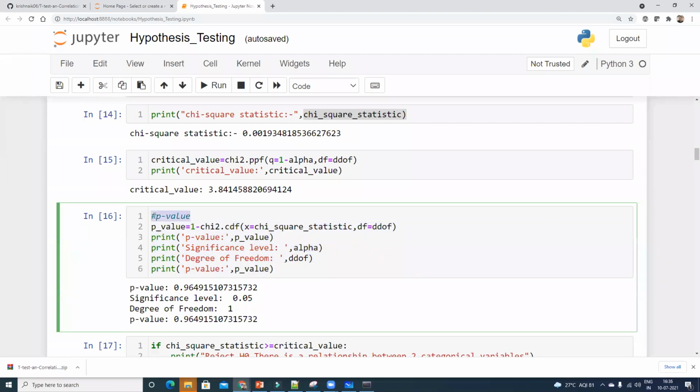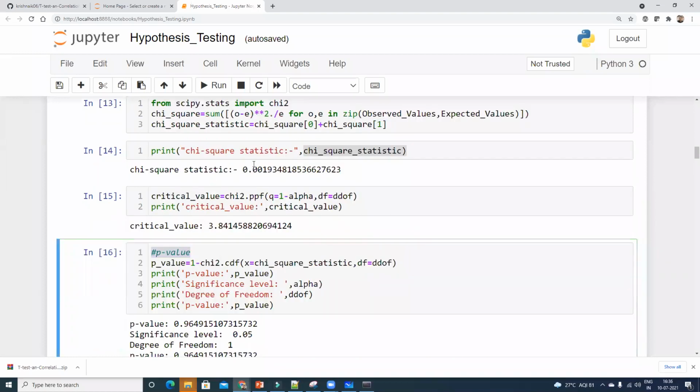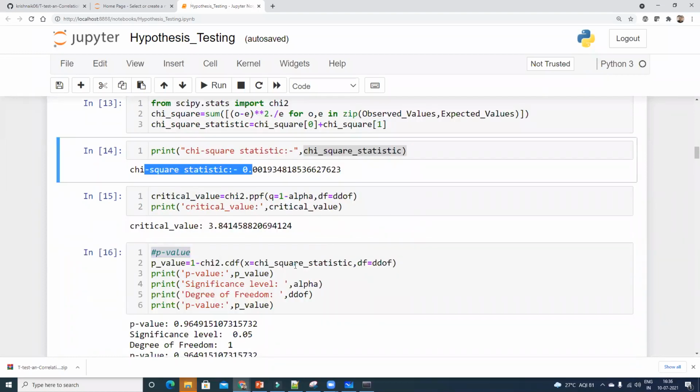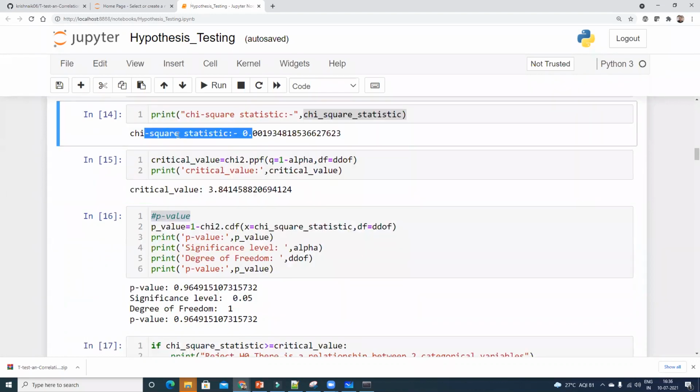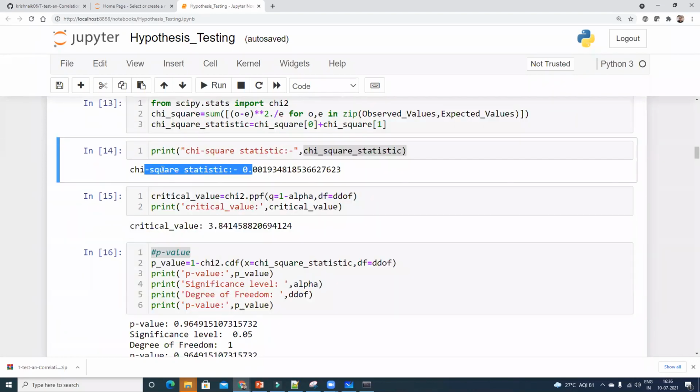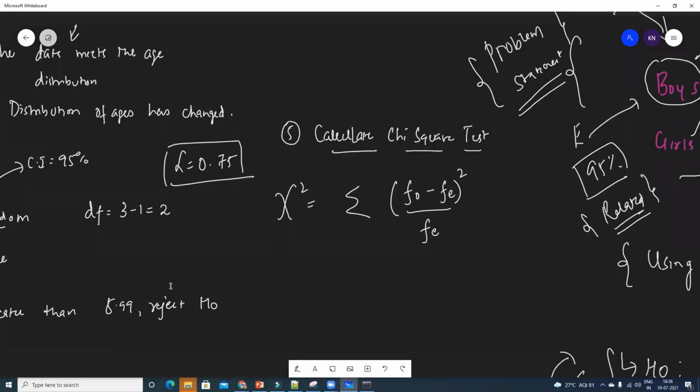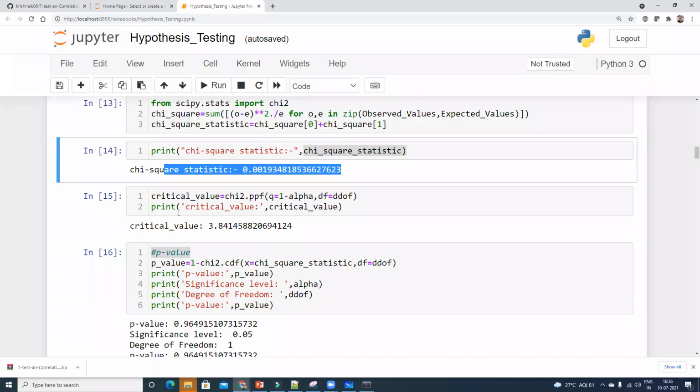To compute the p-value. See, I told you, with the help of the chi-square statistic you can do it, and with the help of the p-value also you can do it. So I am showing you both ways. Here I've got my chi-square statistic value. This is the value we have got from this formula. And then we are calculating the p-value by a different formula.